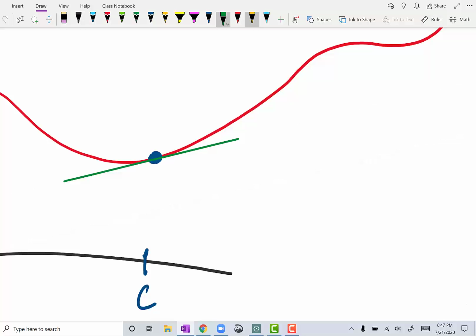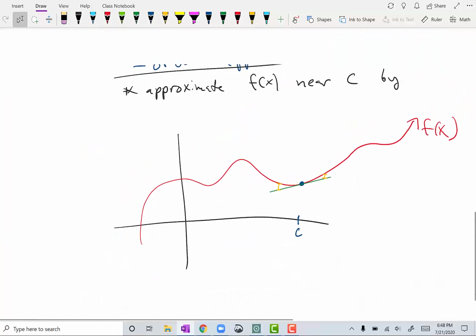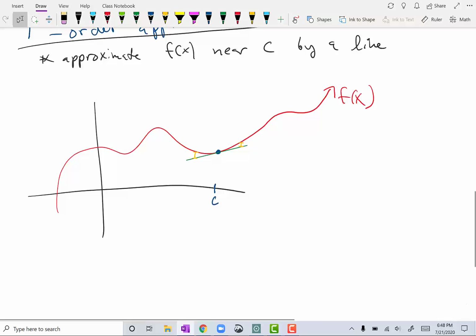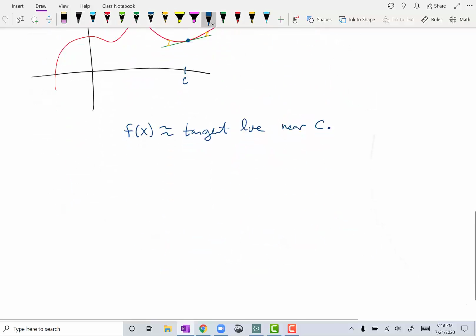And the idea is if we stay close to c, then the function stays relatively close. I mean, the farther away you go from c, the worse it gets, the farther away the line gets from the function. But if you stay close to c, it's still close. And so here the idea is we approximate the function by the tangent line near c, because this turns out to be the best approximation.